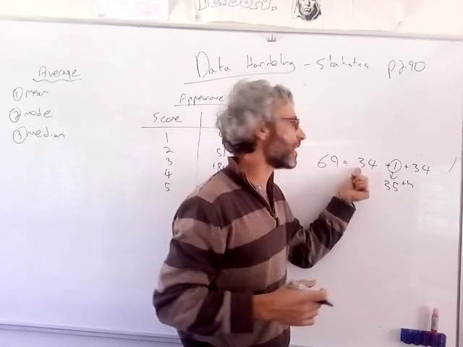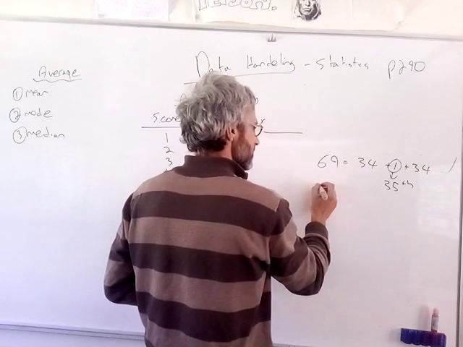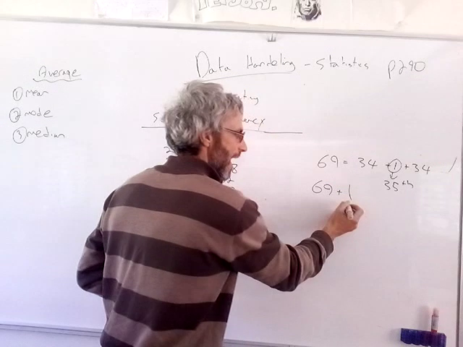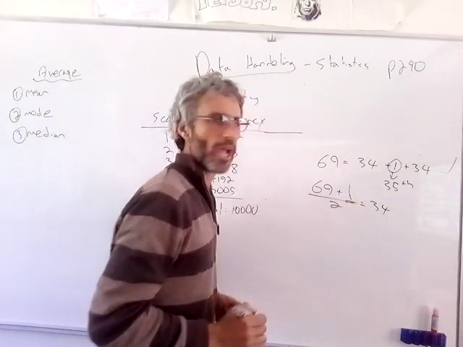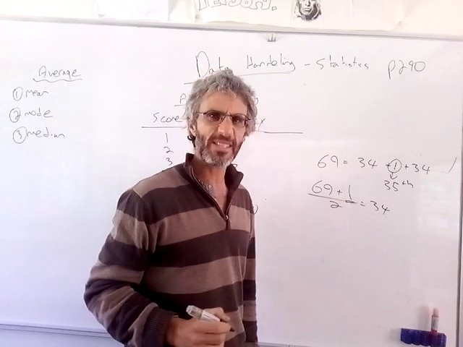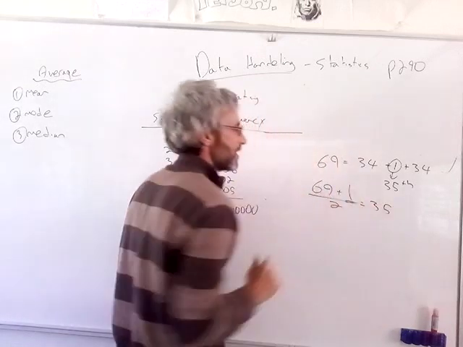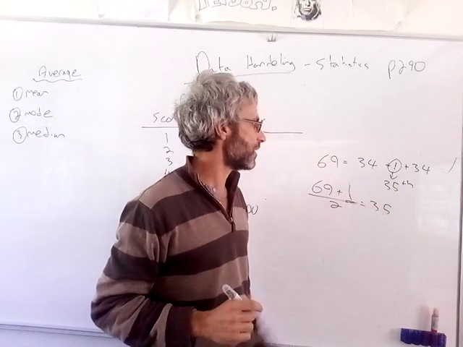How did I know to choose 34? This is the trick: I did 69 plus 1, divided by 2. That gives me 35. So I know there are 34 below. Does that make sense? That's how I found the middle.